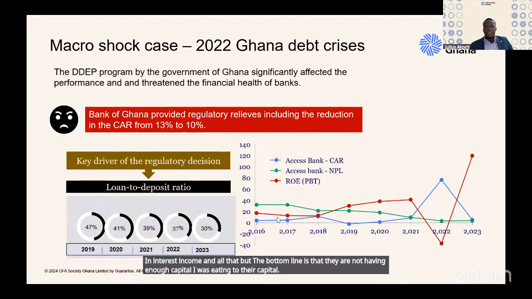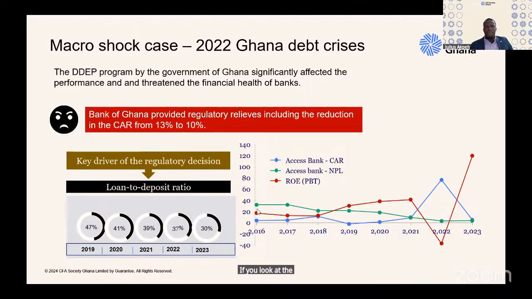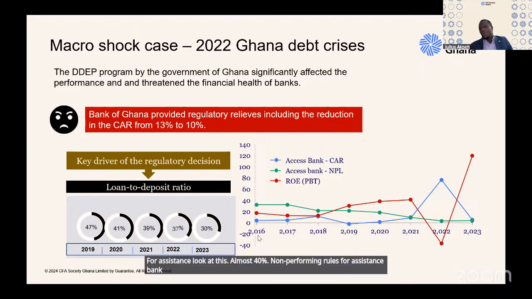If you look at the NPL, non-performing loans, it was all-time high for Access Bank. Look at this, almost 40% non-performing loans around that period when we had a sector cleanup. And then over time, the bank started experiencing some level of improvement. 2019 was a terrible year for the bank, where the capital adequacy ratio actually fell below zero. That was a difficult one for the bank.